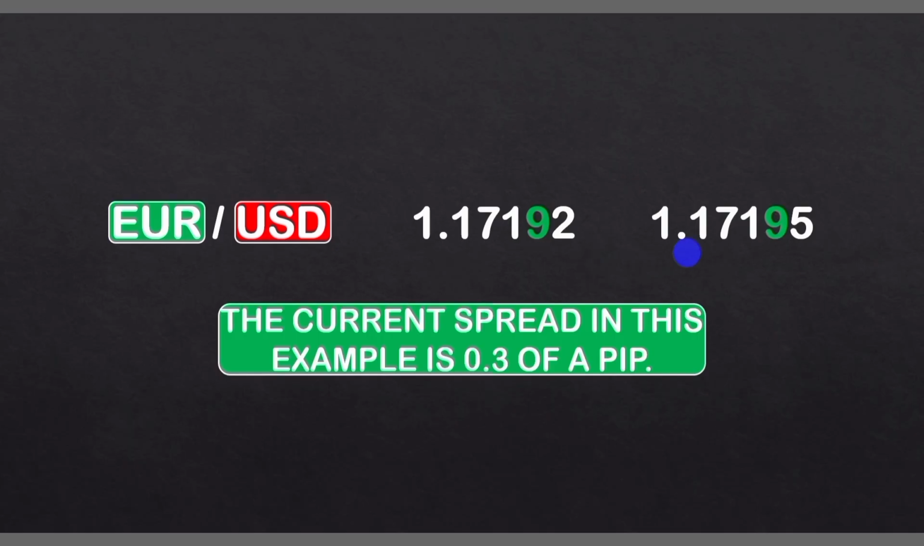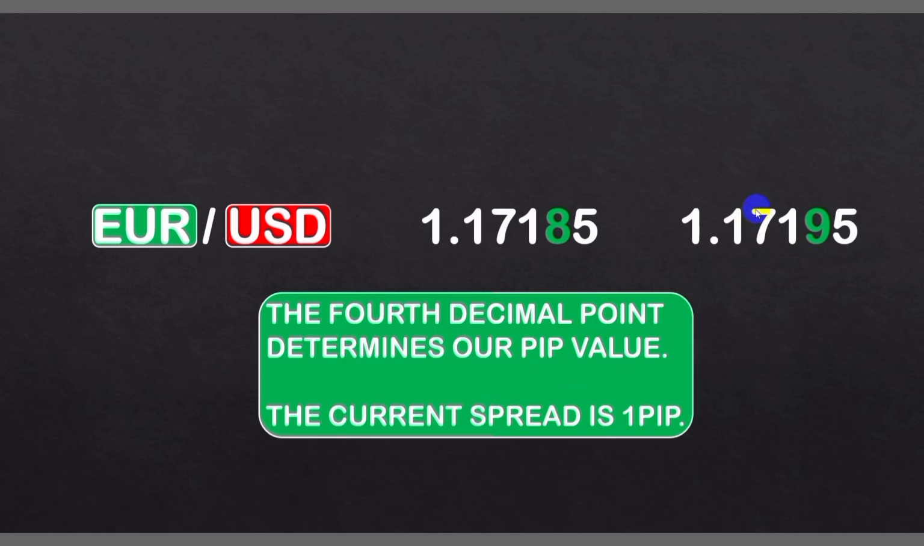So we are assuming this is our ask price and then these are bid price. So the difference between the ask price and the bid price is just 0.3 of a pip. But when you look at the other example, in the fourth decimal place we have 9 and 8. So when you subtract 8 from 9, we are having 1. 5 minus 5 is 0. That's 1.0, which is 1 pip.